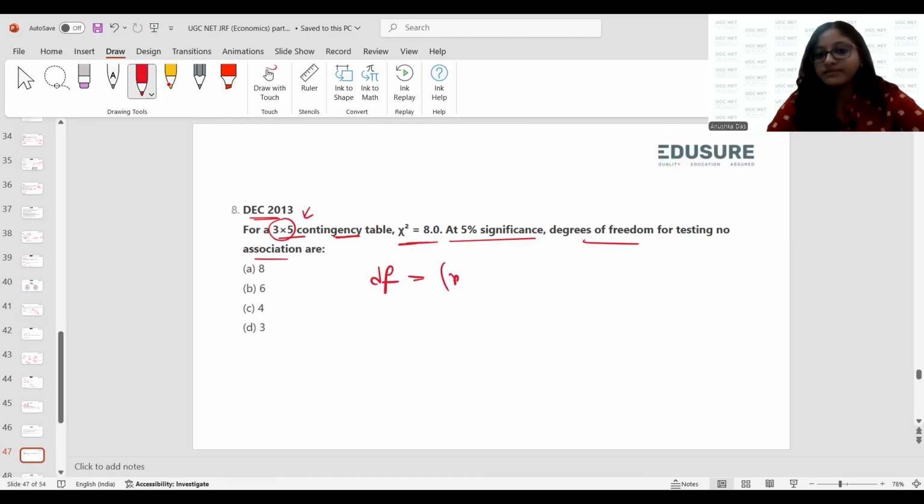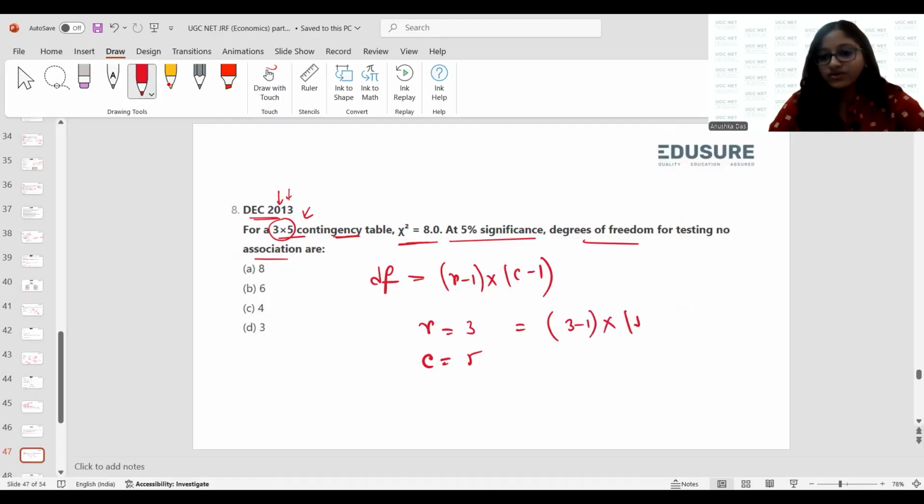So what is the formula? Simply row minus 1 into column minus 1. R is the total number of rows. Here, if it is a 3x5 contingency table, what is the number of rows? Number of rows is simply 3. And what is the number of columns? Number of columns is simply 5. So you write the row first and then the column. So 3 and 5. Simply put the values. This is 3 minus 1 into 5 minus 1. So 2 into 4.